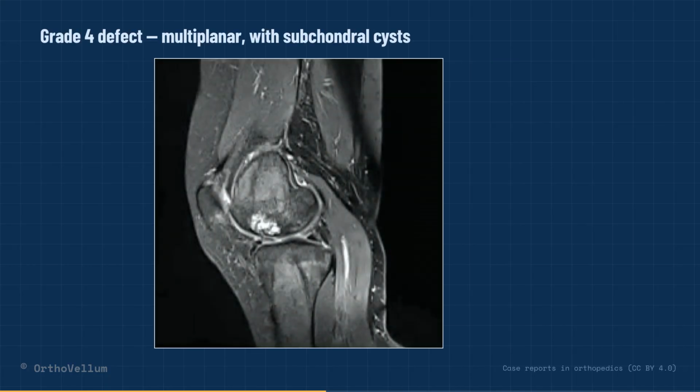A high-grade defect, read properly in 3 planes. Sagittal shows lesion depth and the subchondral cysts. Coronal localizes the weight-bearing surface. Axial defines the transverse extent. Bone edema and cystic change put this in grade 4 territory.